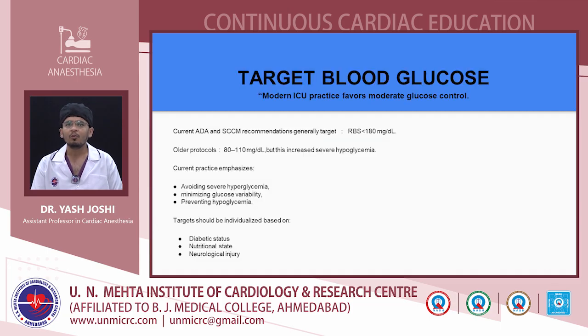Now coming to the target blood glucose, the ideal glucose target in critically ill patients has been debated extensively over the period of time. Modern ICU practice favors moderate glucose control rather than strict normalization. Current American Diabetes Association and Society of Critical Care Medicine guidelines recommend a target blood glucose generally below 180 mg per deciliter for most critically ill patients. Earlier protocols aimed for 80 to 110 mg per deciliter, but subsequent studies demonstrated an increased risk of hypoglycemia with this aggressive type of management.